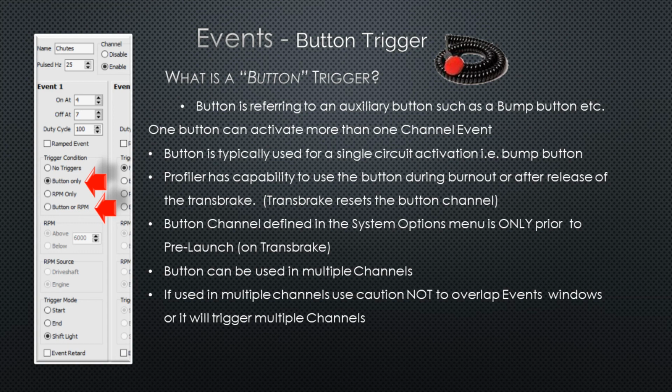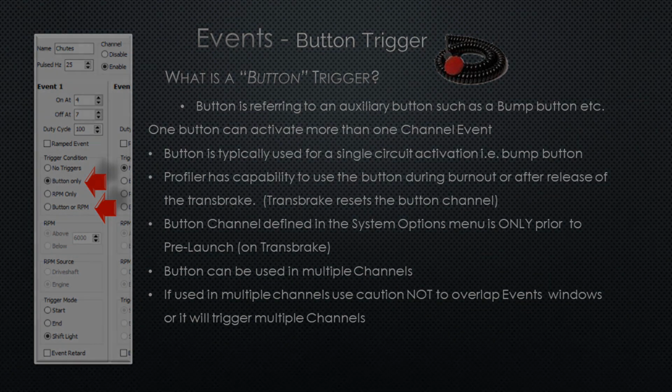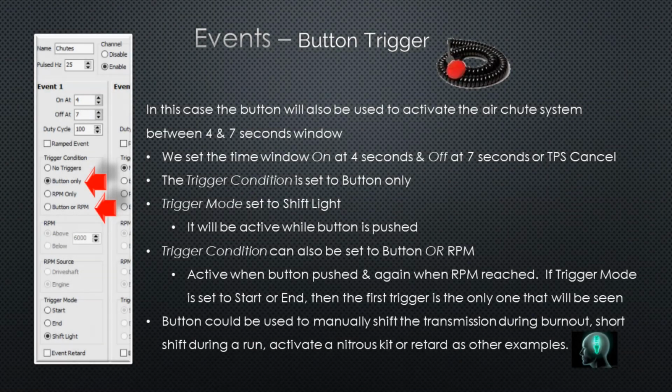As a side note, the button channel that's defined in the System Options menu is only prior to pre-launch. We'll talk about that in a couple of minutes, along with the last 2 bullets that are on this slide. So in this example, we'll use the button to activate the air chute system. In this case, we only want to be able to activate the chutes after 4 seconds until the end of the pass.